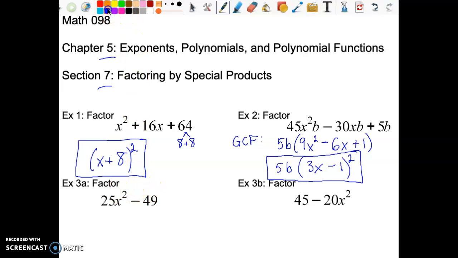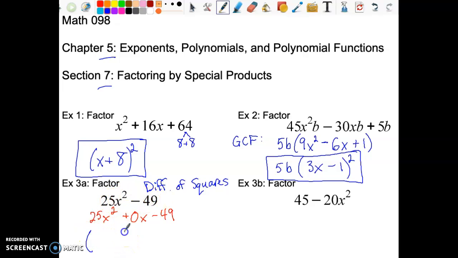What might help you with the next one is if you were to think of it as 25x squared plus 0x minus 49, and then work through the problem the same way. Where you can do the outside, the inside, and work through it that way. However, this is something unique, which is called a difference of squares. Difference because of the minus. So this only works when it's a minus, a binomial, and these are both perfect squares.